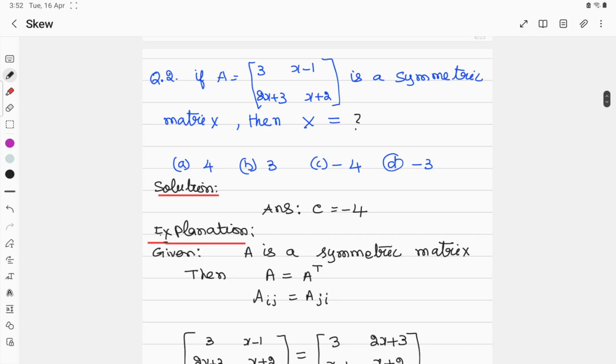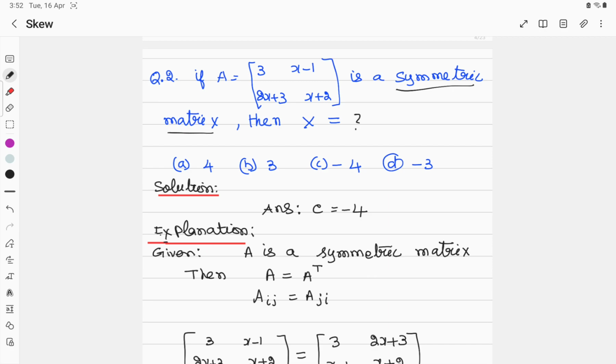Question number 2. If A is equal to the matrix 3, x minus 1, 2x plus 3, x plus 2 is a symmetric matrix, then x is equal to what? A, x is equal to 4. B, 3. C, x is equal to minus 4. D, minus 3. The solution, answer C, that is minus 4.